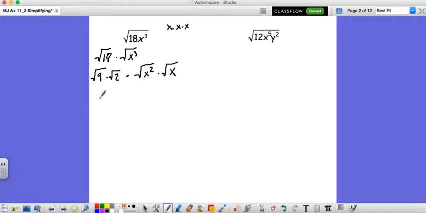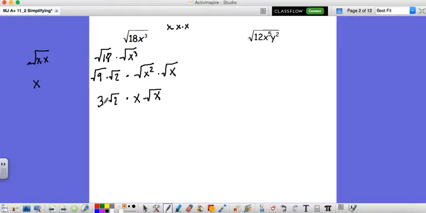The square root of 9 is just 3. So you have 3 times the square root of 2 times the square root of x squared. Remember, think factor prison. If you have x squared, that's like x times x. So 1 gets to come out. So we're left with just x. Square root of x we can't simplify anymore.